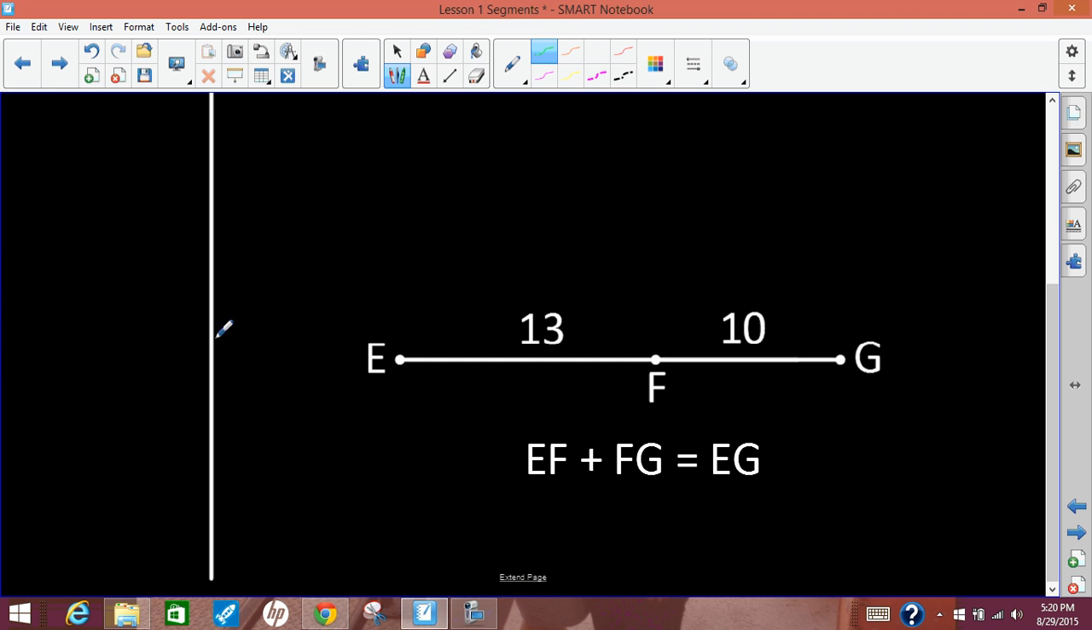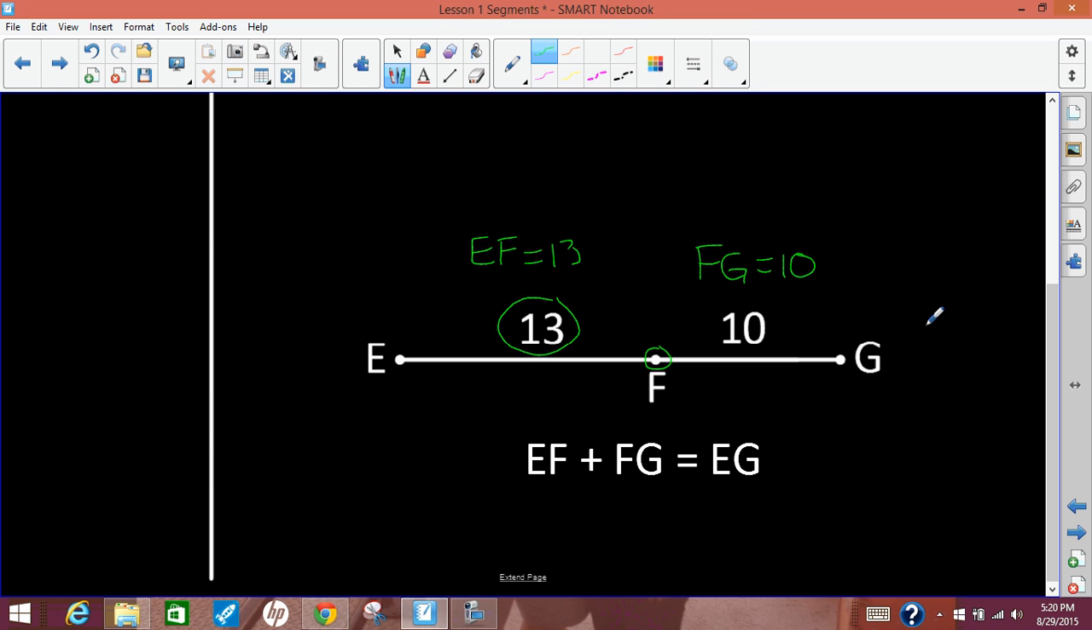So we have this picture here, and this is a picture we're going to see often, where we have a segment EG. So we have this whole thing, segment EG, and we put point F on segment EG, and it breaks it up into two smaller segments, segment EF and segment FG. Now, I've shown you here that segment EF is 13. Remember now, if I don't put a symbol on top of EF, that's telling me the length of EF is 13, and the length of FG is 10.